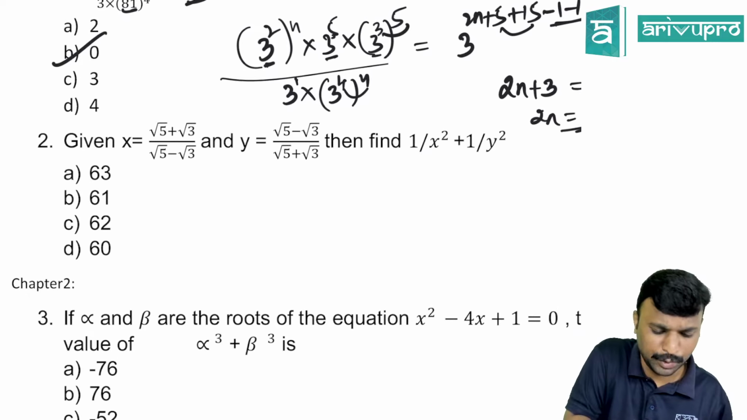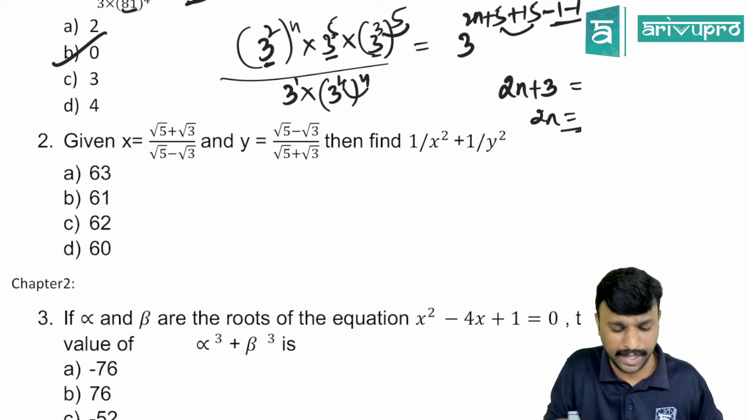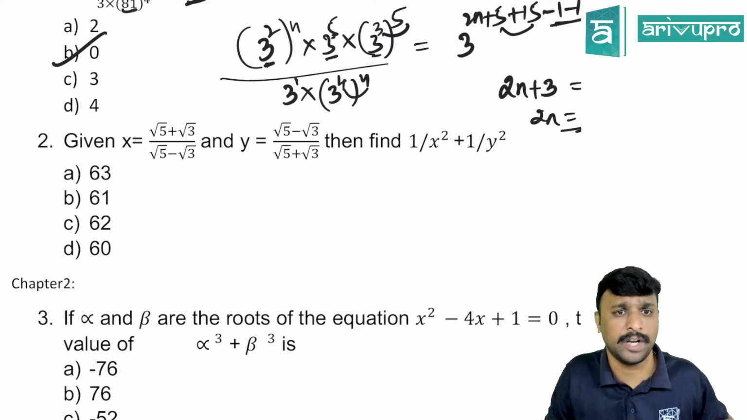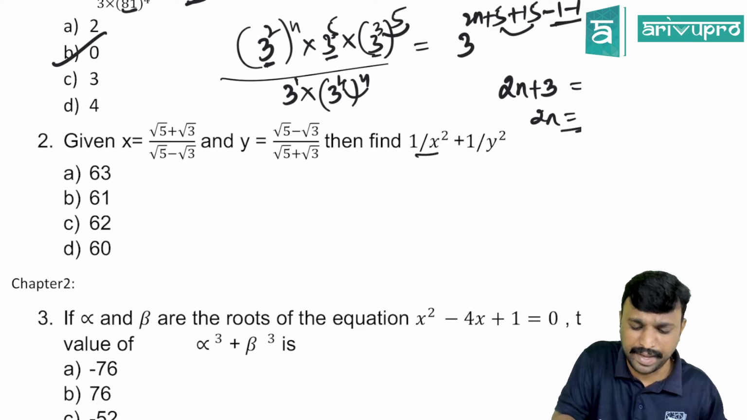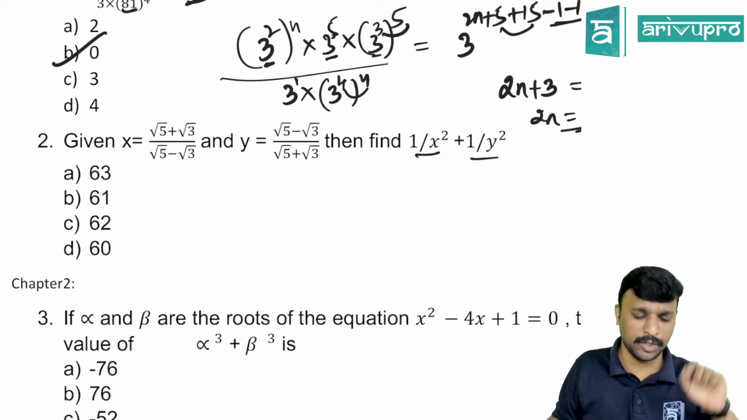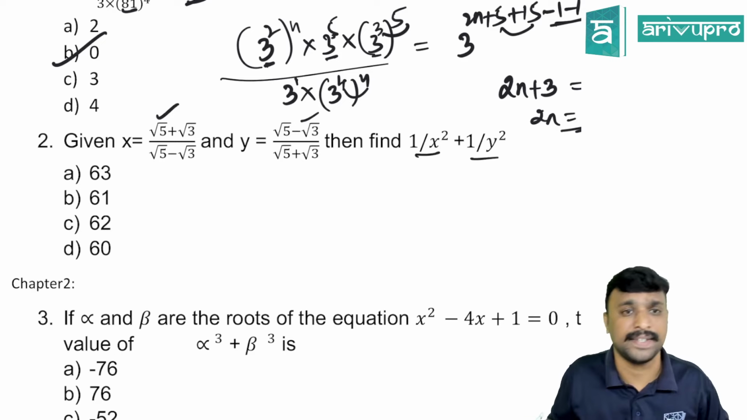Given x is equal to root 5 plus root 3 divided by root 5 minus root 3, y is equal to root 5 minus root 3 divided by root 5 plus root 3, find the value of 1 by x square plus 1 by y square. If you observe properly, x and y are reciprocal to each other here. Just find the value of x.